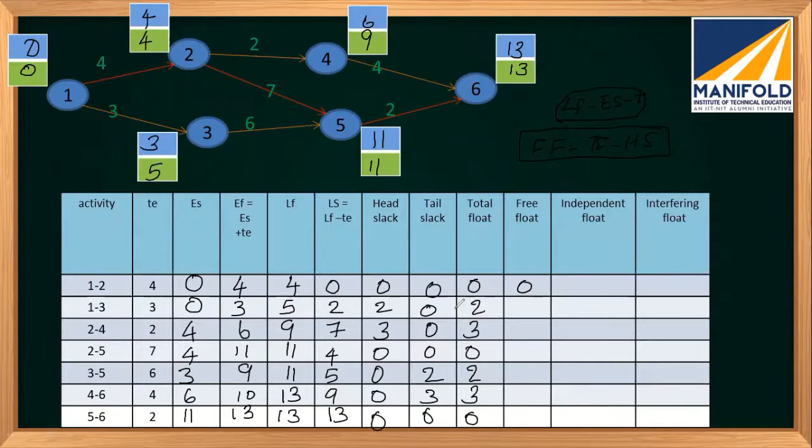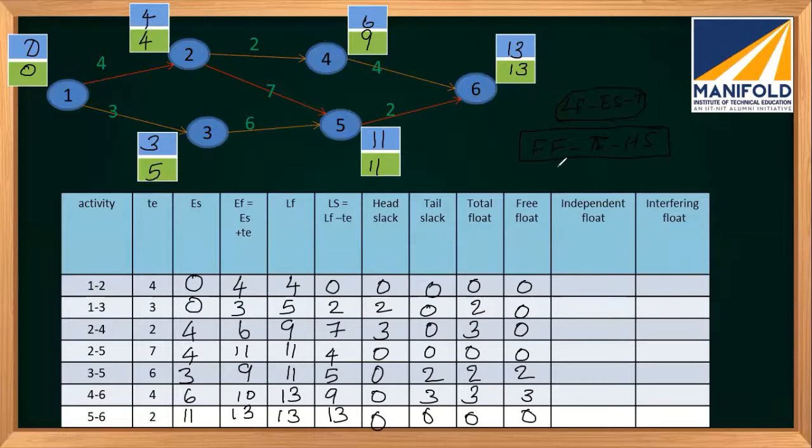Okay, so let's calculate the free float. This will be total float minus head slack, so 2 minus 2, 0. 3 minus 3, 0. 0. This will be 2 minus 0. This will be 3 minus 0. And this will be 0.